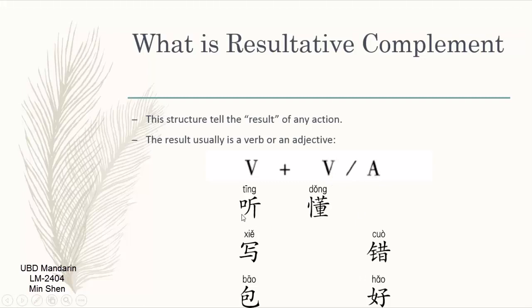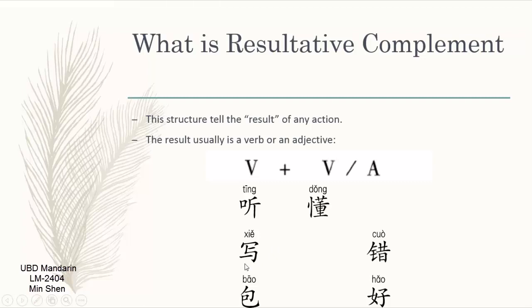For example, there are three examples here. Number one, 听, listen. So the action is listen or listening, and the result of it is a verb, which is 懂, understand. So doing listening and achieving the result, which is to understand. So 听懂, listen and understand.